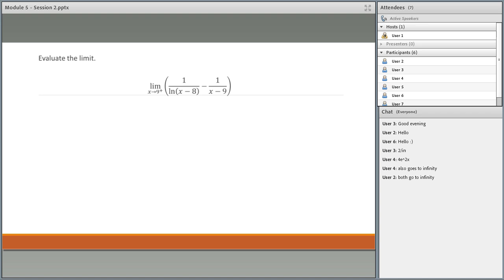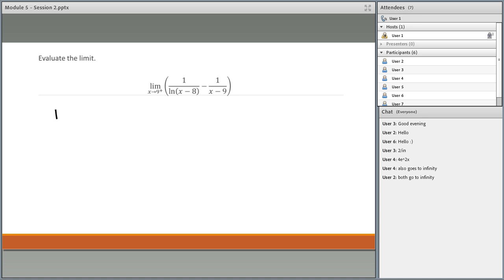As we approach 9 from the right side, what's going to happen? As x approaches 9 from the right side, in the first term, in the denominator, we have natural log of 1 approaching from the right, minus 1 over 0 is what we end up with, which is not an answer. So here's what we're going to try to do. We're going to try to write this in another way so that we could potentially apply L'Hopital's rule, because right now we have 2 terms and we need 1 fraction in order to apply this rule.